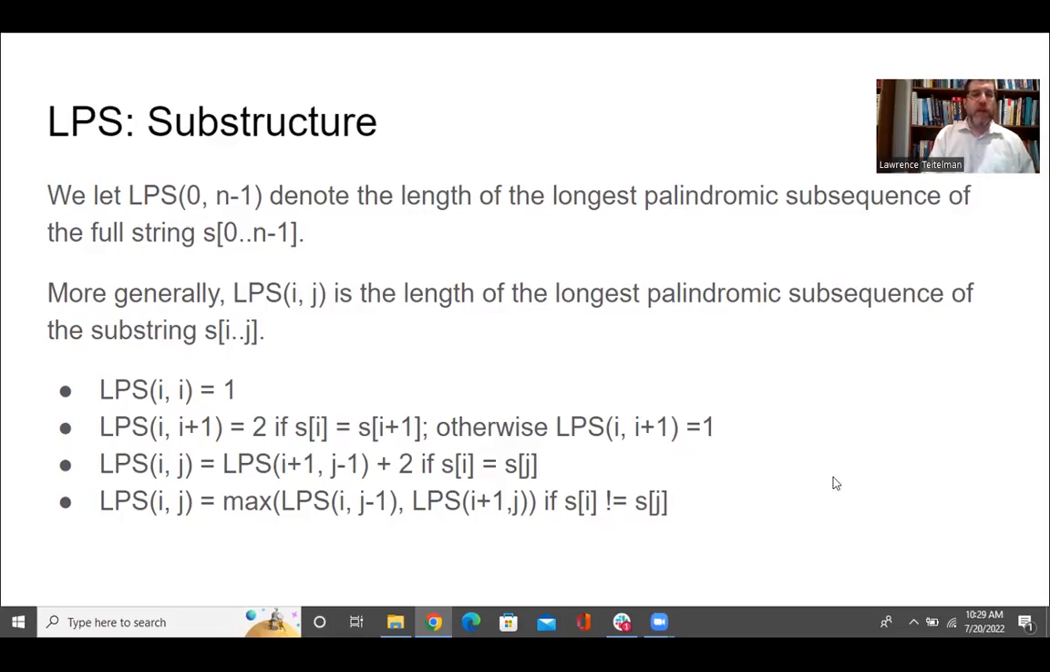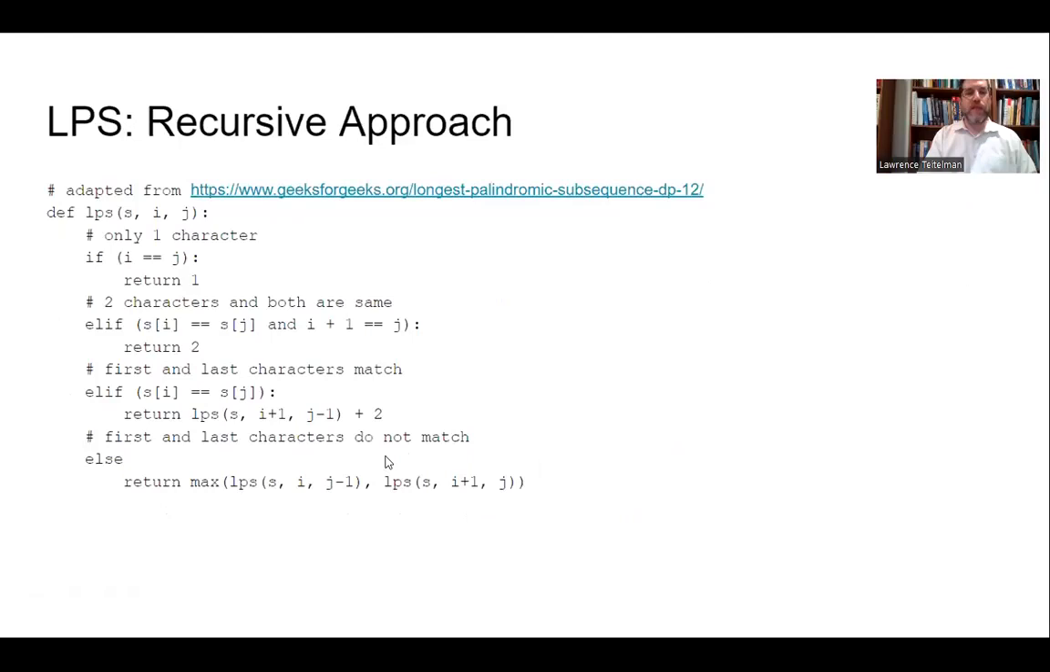All right, now we get to the more general case. In the more general case, we're going from I to J. So watch this. If the 2 endpoints are the same, then I get those 2 characters and whatever I could do in between them. So it's the LPS of I plus 1 to J minus 1 plus 2 for the endpoints. And the LPS of IJ is going to be the left or the right if they're not the same. In other words, if the 2 endpoints are not the same, either I omit the right end or I omit the left end and see how well I can do with those. All right, so that's the formula.